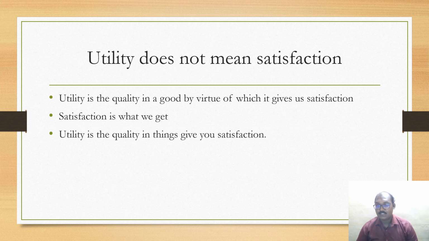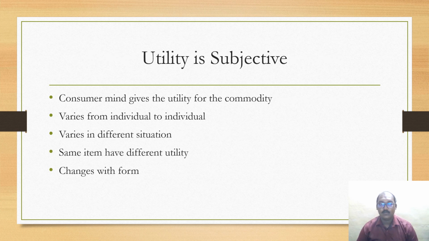So what is it? Is it satisfaction? No, it is not satisfaction. It is the measure or quality of the satisfaction: how much you got satisfied. That's what utility is about. It is subjective. That means it depends on person to person, time to time, situation to situation, place to place, and form to form. These are all the types of utility. We will discuss this clearly in the next few slides.